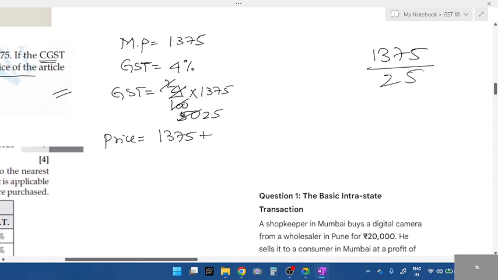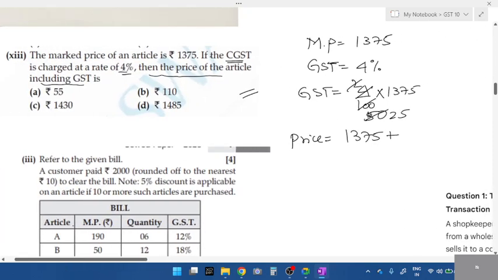55. Okay, 25. 5 fives are, 5 twos are 10. 5 sevens are 35. 5 5. 5 ones are, 5 fives are 55 times. Very good. So what is the GST amount? GST is 55. By mistake, if you all don't read the question properly, if you mark 55, is it correct answer, students? Is the answer correct? No, it's not right. You have to add 1375 plus 55.